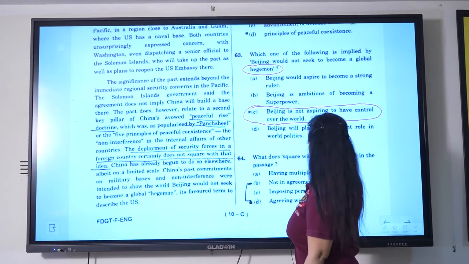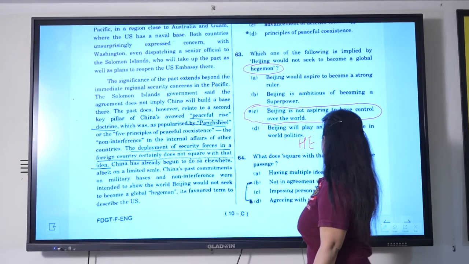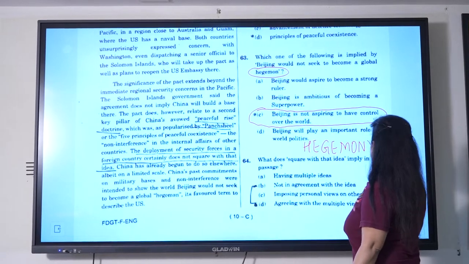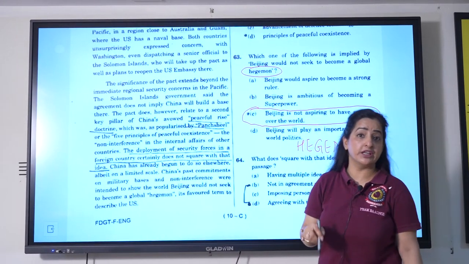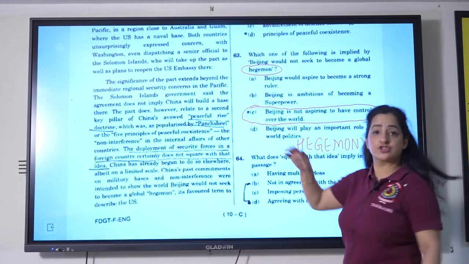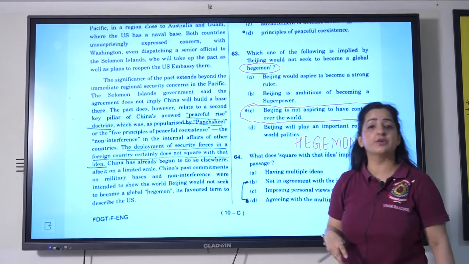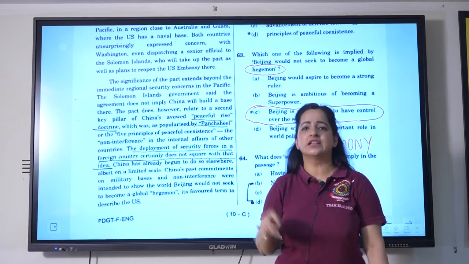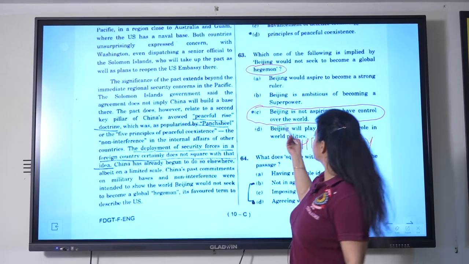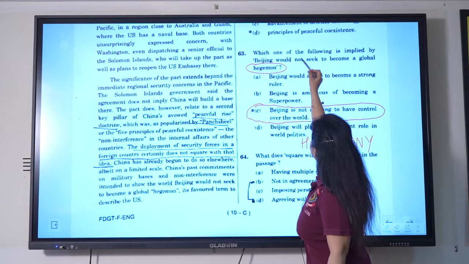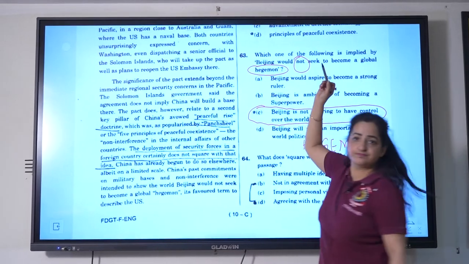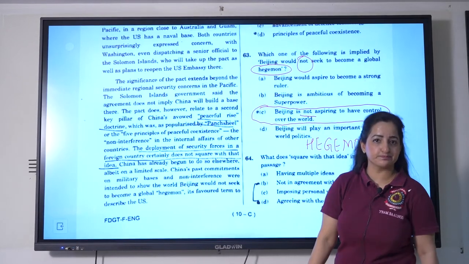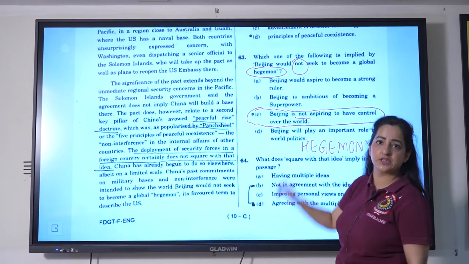There is a word, hegemony. And this is exactly what is written in Charlie, the meaning of the word hegemony: aspiring to have control all over the world. Isko hegemony bolte hain. Synonyms are supremacy, ascendancy, dominance. Right? So again, in the passage it is written, Beijing is not seeking. Wo aisa nahi karna chahata. So therefore, not aspiring. Otherwise, we know the meaning of the word hegemon.